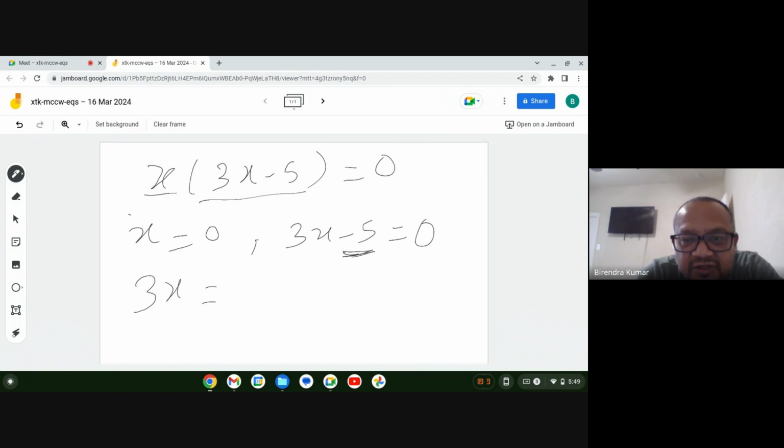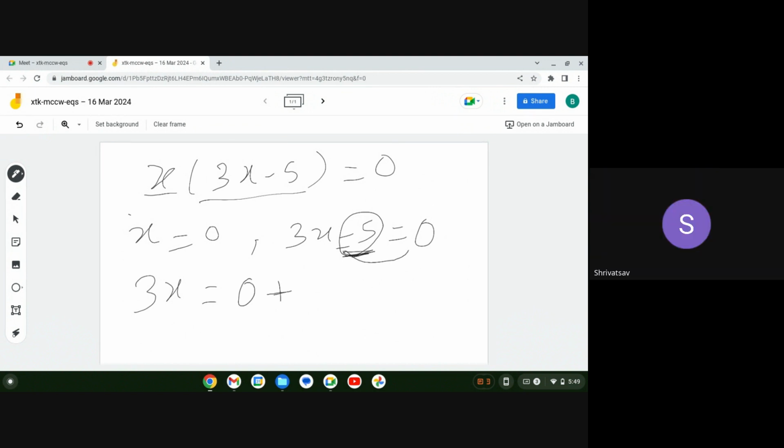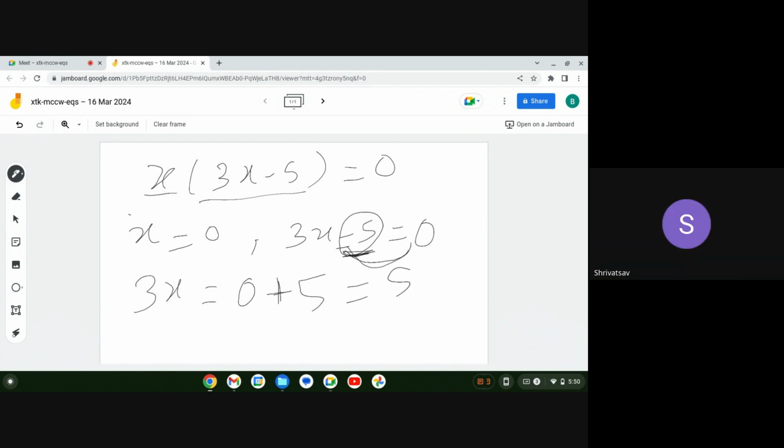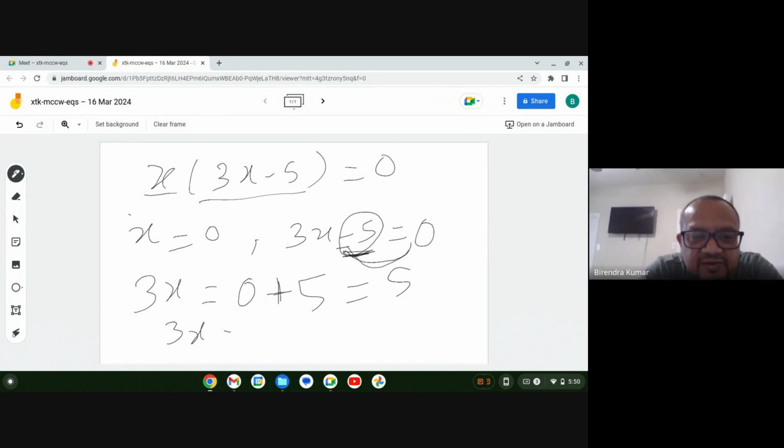That means I have to knock off this guy from this side. This guy doesn't belong this side of the equal to. So I made this guy go this side, so it became 0 and minus became plus, like I said, right? You are making this guy go outside the other side of the wall. That's how minus becomes plus. So 0 plus 5 is 5. You got 3x equals 5.